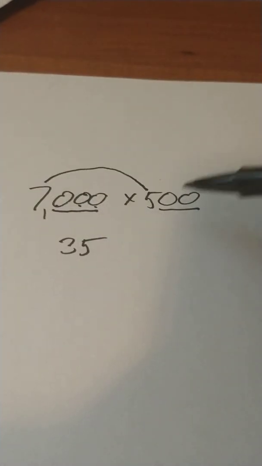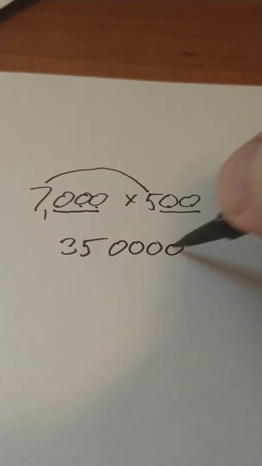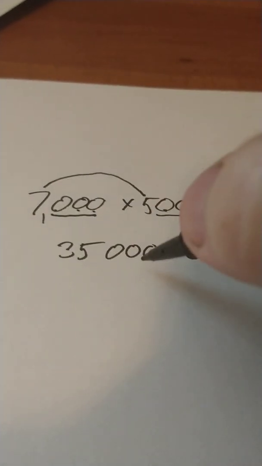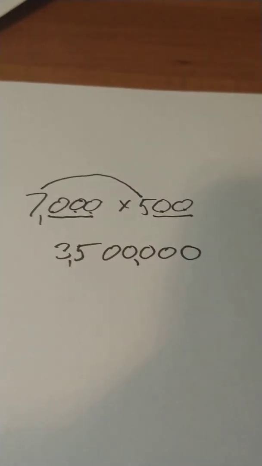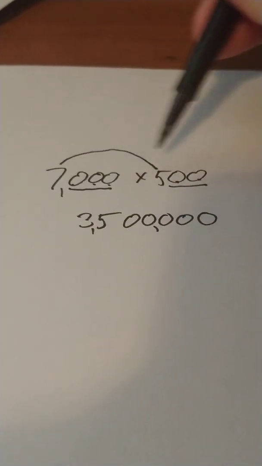1, 2, 3, 4, 5. And then put in your commas. That's it. This happens every time you have numbers that end in zeros.